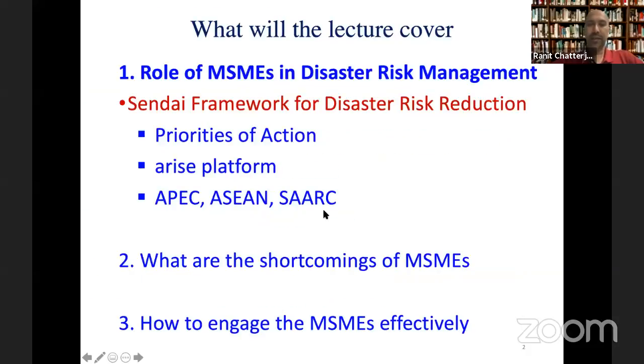These are the three main topics or subtopics that I would touch upon today. What is MSME? How does the Sendai Framework for Action touch on MSMEs? I'm sure many of you working in the disaster management sector have heard of the Sendai framework. Then, what are the shortcomings of MSMEs? How do they react in disaster management? How to engage the MSMEs effectively? This would be more or less the content of today's presentation.